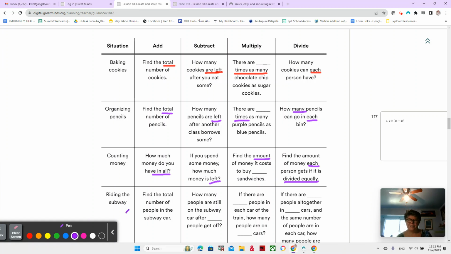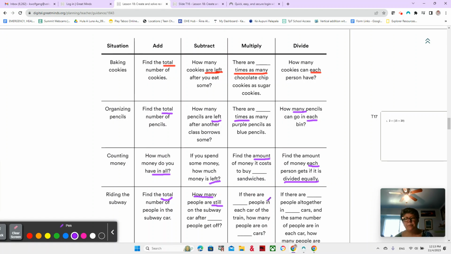Okay, riding the subway. That's a good one. Or maybe riding the bus. Find the total number of people in each subway car. There's total. Find how many people are still on the subway after blank people get off. Okay, so you're on the bus, there's 20 people on the bus, and 3 people get off the bus. That would be subtraction. How many are still on the bus? There are some clue words.